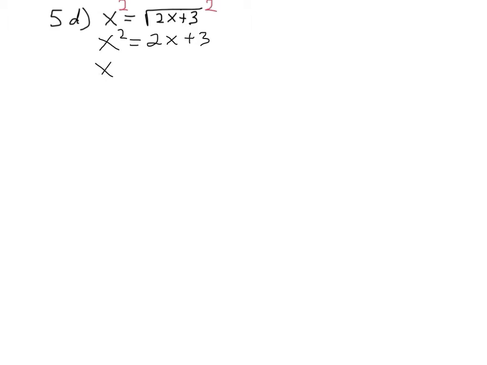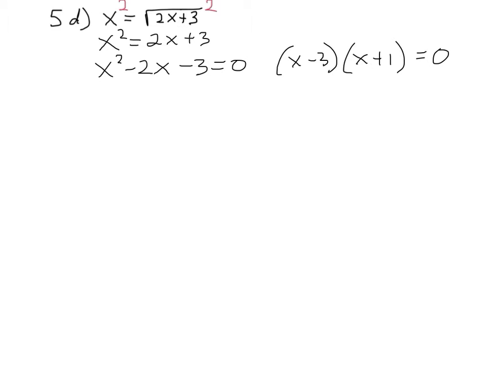Now I treat it just as a quadratic. I want to set it equal to 0. So x squared minus 2x minus 3 equals 0. Hopefully I can factor it. It looks like I can. x minus 3, x plus 1 equals 0. It would get me my negative 2x, and the negative 3 times 1 will get me my negative 3. So in this case, I can say that x equals either 3 or negative 1.